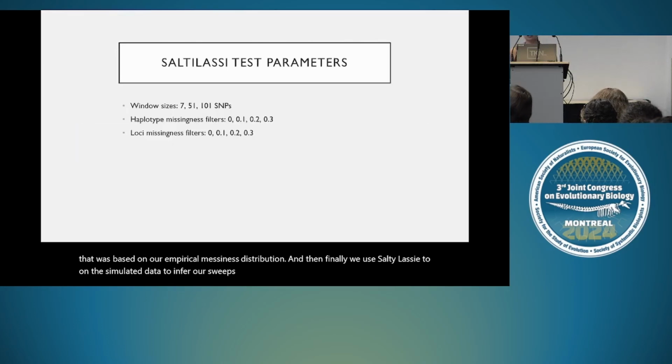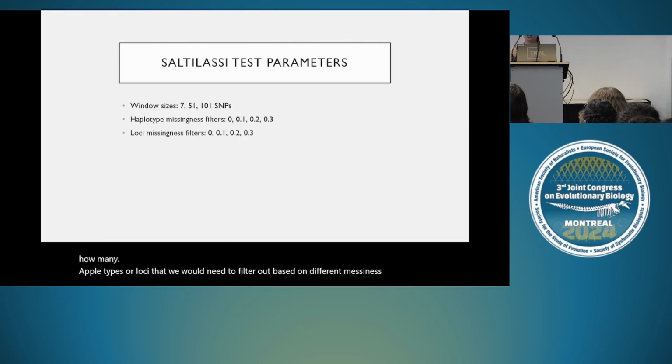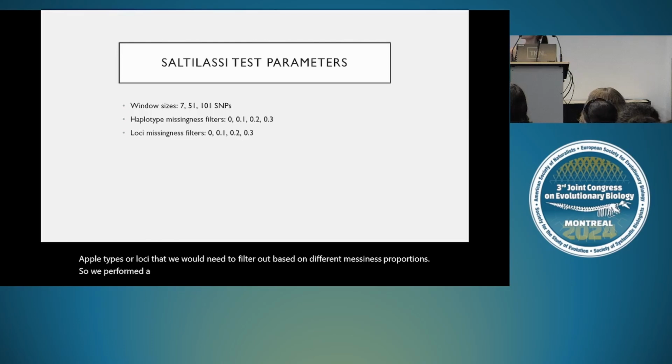So Salty-Lassie allows for various user-defined parameters. We're interested in determining the ideal window size, measured in SNPs, and how many haplotypes or loci we would need to filter out based on different missingness proportions. So we performed a window size comparison at 7, 51, and 101 SNPs, and we also compared different missingness filter parameters. It's important to note that these missingness filters are based on the proportion of missing data.